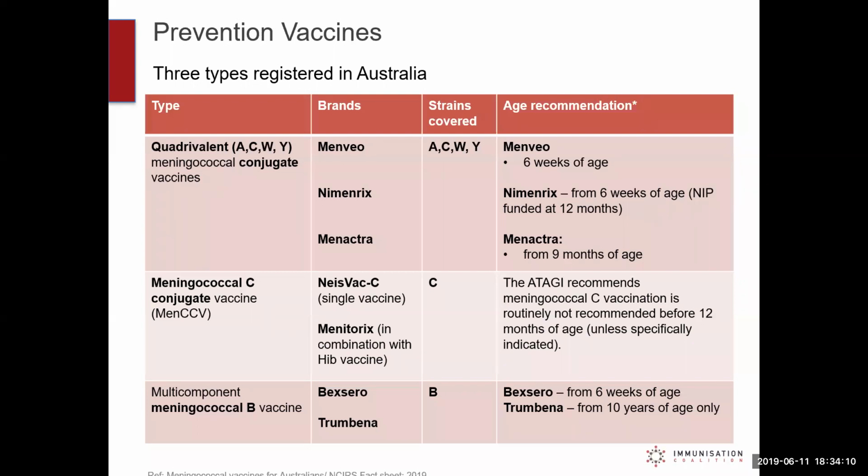We're not seeing a lot of meningococcal C vaccine given now. It's usually going to be an ACWY. But of course, now we have 2 meningococcal B vaccines. We've got Bexsero and we've got Trumenba. Bexsero can be given from 6 weeks of age, but Trumenba from 10 years of age only.